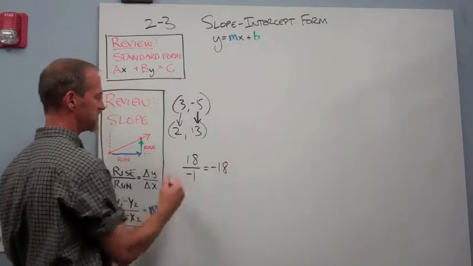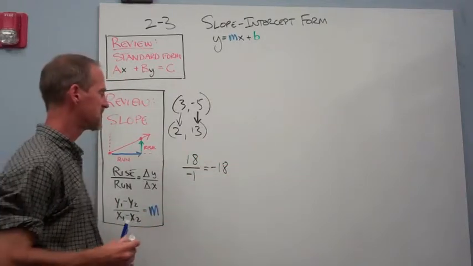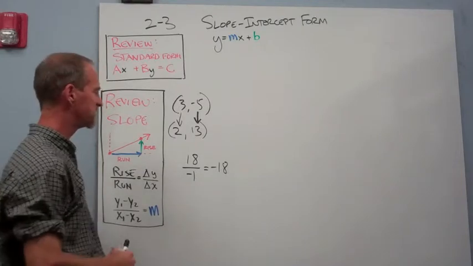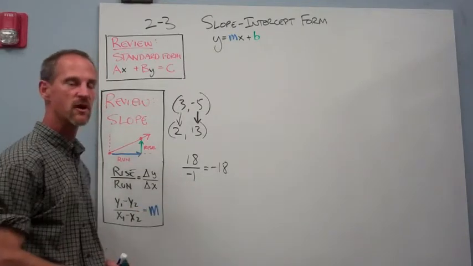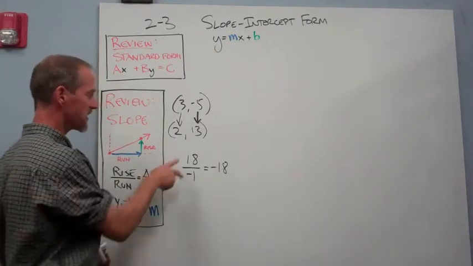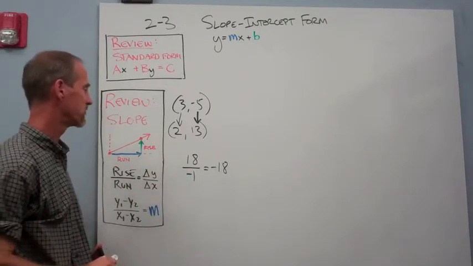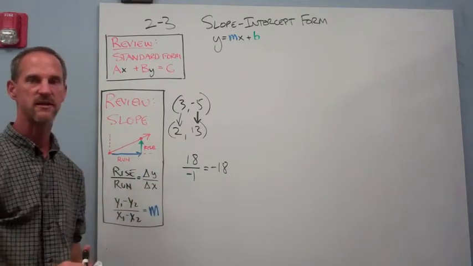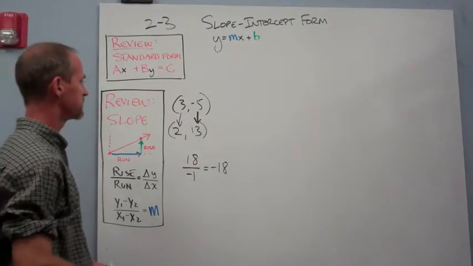We tend not to write it as a fraction like that, 18 over 1, because usually we're sophisticated enough mathematicians that we don't need to write things over 1. If it's the other way around, we definitely would write it as 1 over 18 or even negative 1 over 18. Okay, so that's our example for slope.